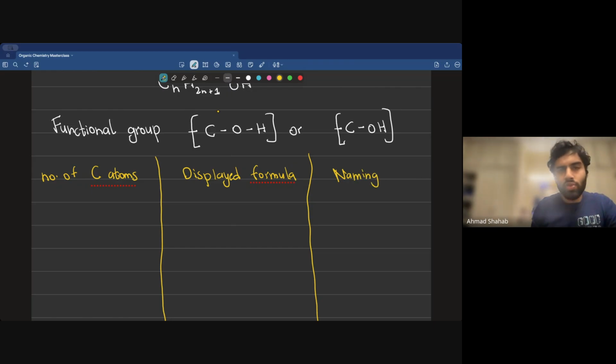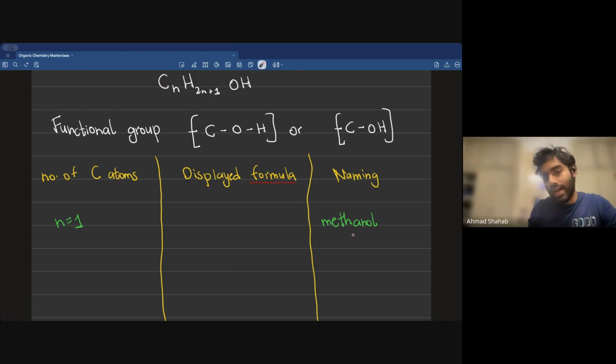All right. So when n is equal to 1, the prefix is METH, and the suffix is going to be ANOL: methanol, right? So ANOL basically gives it away that this particular compound is an alcohol, just like an ANE at the end of the name gives it away that it is an alkane, just like an ENE at the end of the name gives it away that it is an alkene. ANOL gives it away that this particular compound is part of the family of compounds known as alcohols, right?